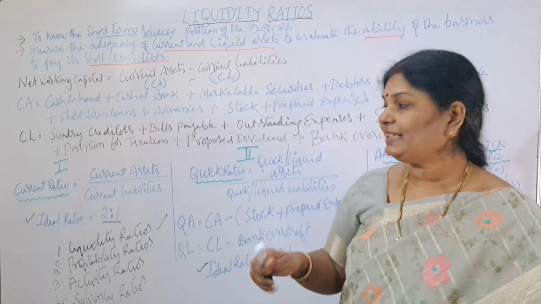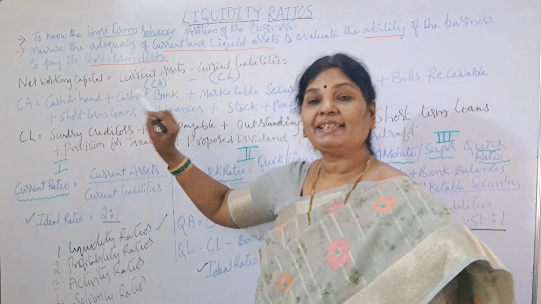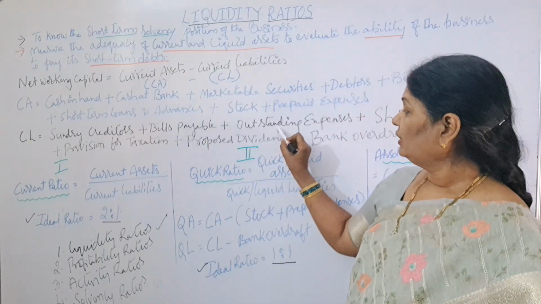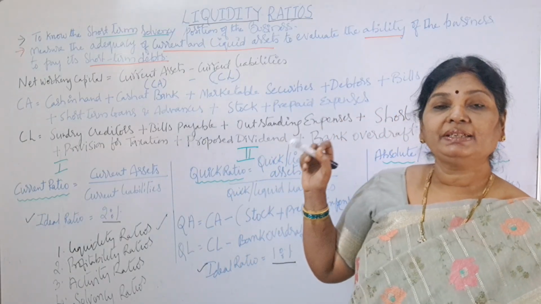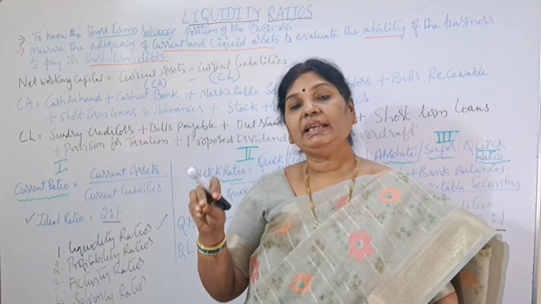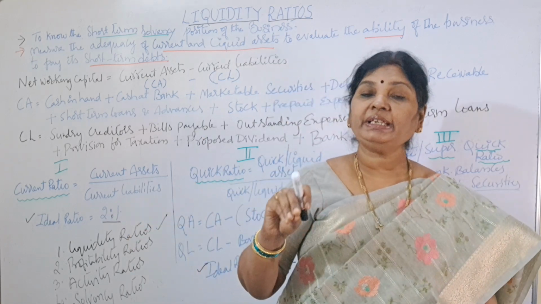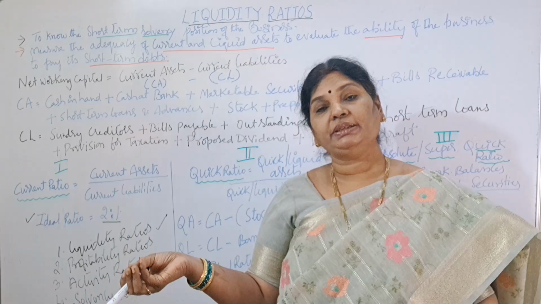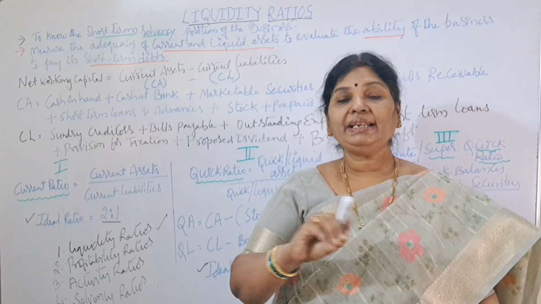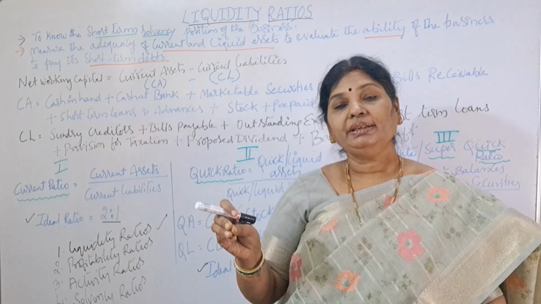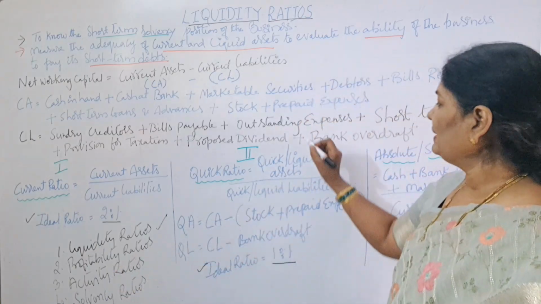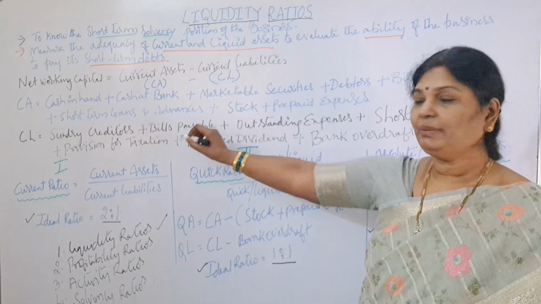Next we'll go to current liabilities. What are current liabilities? Sundry creditors. Next, bills payable. Next, outstanding expenses. You know what outstanding expenses are? For example, if the March salary is not paid in March and will be paid in April, but we are closing our books in March itself, the salary that is not paid is called outstanding salary. So outstanding expenses come under current liabilities.